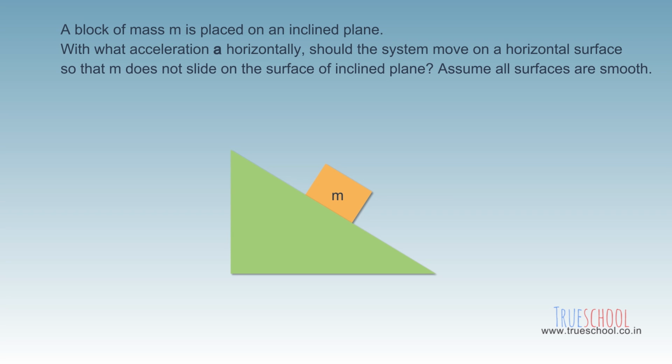A block of mass m is placed on an inclined plane. With what acceleration a horizontally should the system move on a horizontal surface so that m does not slide on the surface of the inclined plane? Assume all surfaces are smooth.